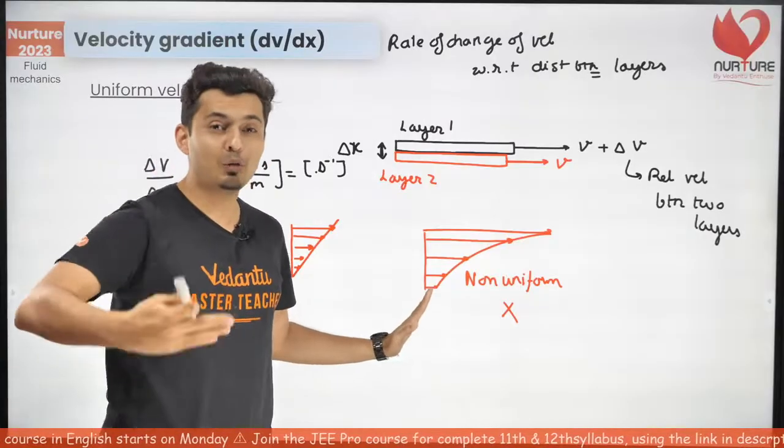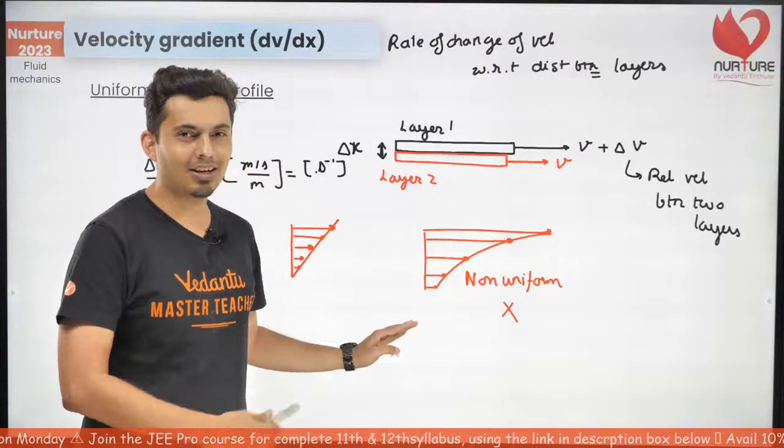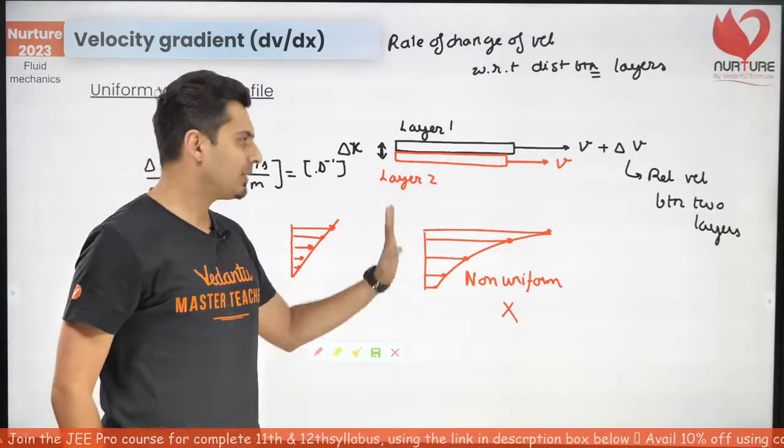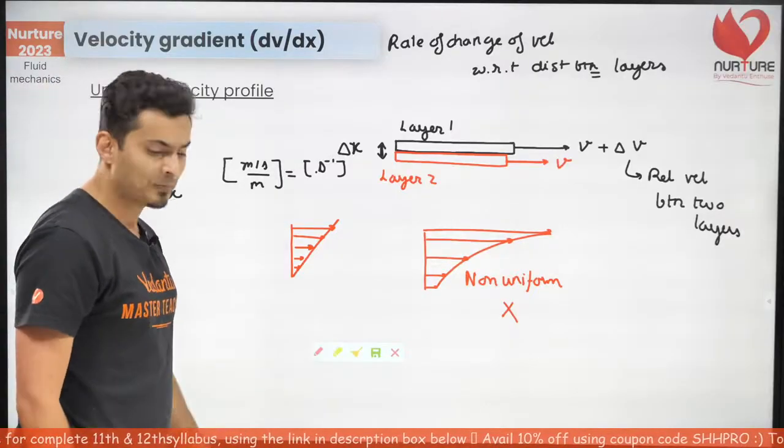You will study it if you take aeronautical engineering or naval architecture or chemical engineering or automobile engineering. Then you will be studying all of that. But for now, in JEE, this is good enough for all of us.